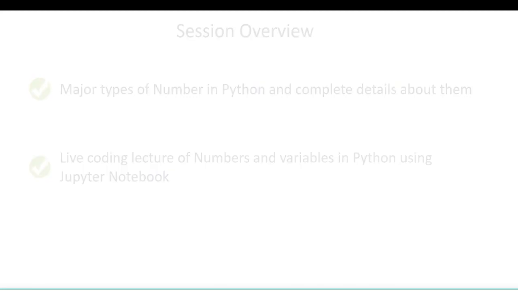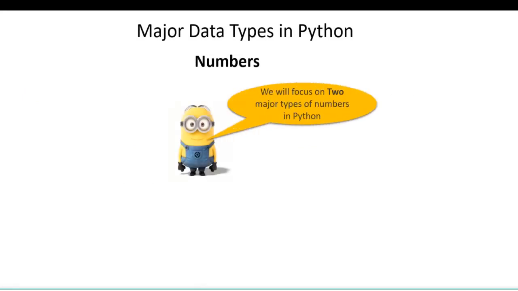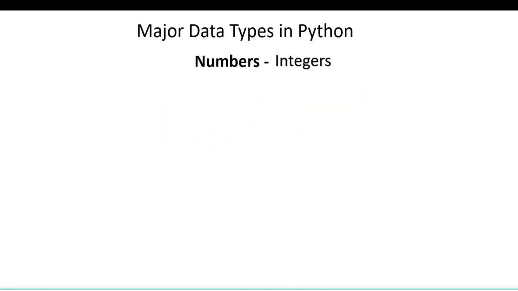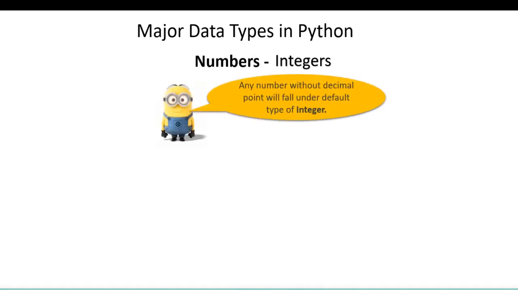Okay, let us get into the details of numbers in Python. We are going to majorly focus on two categories of numbers, one being integers, the other being floats. So what are integers? Integers are any number without a decimal point. So given a number, if that number does not have a decimal point, then it falls under the category of integer data type in Python.